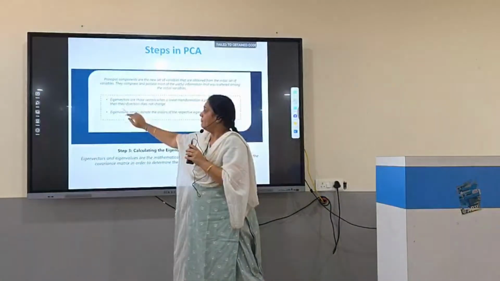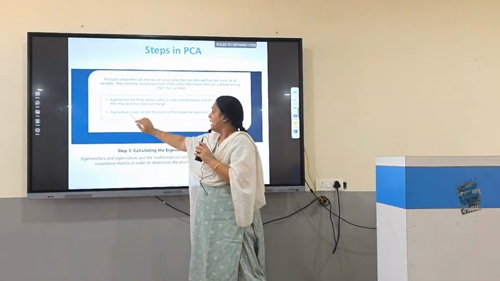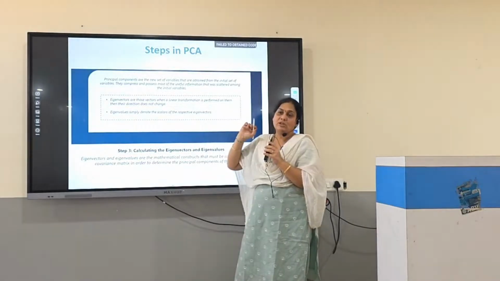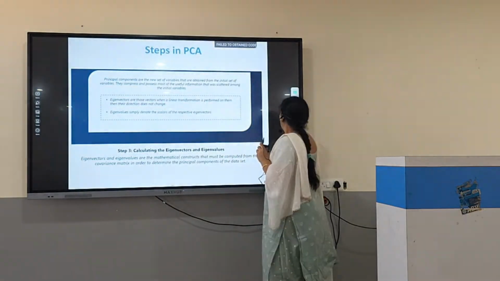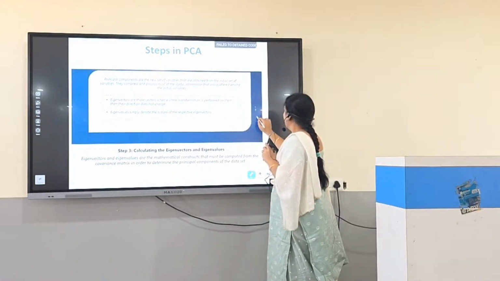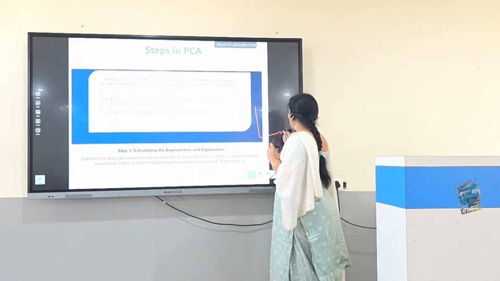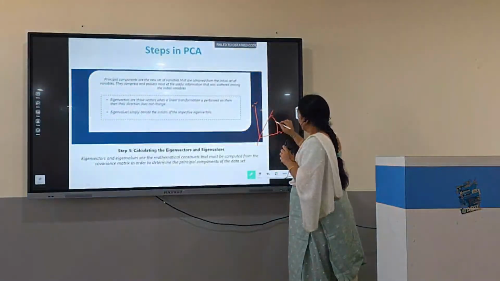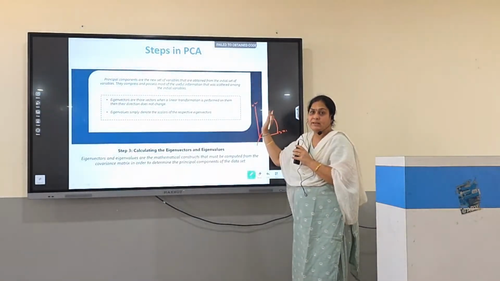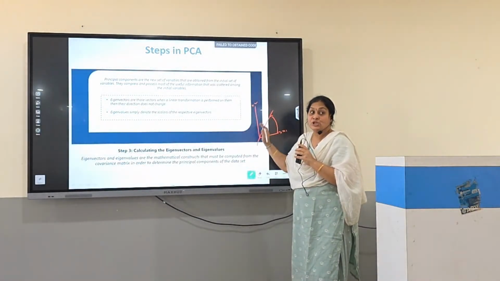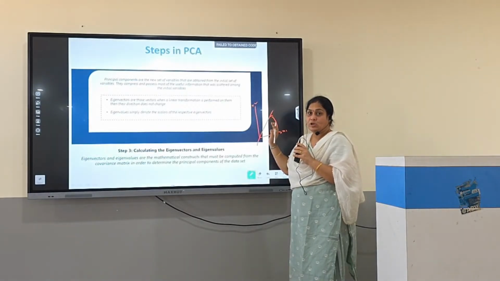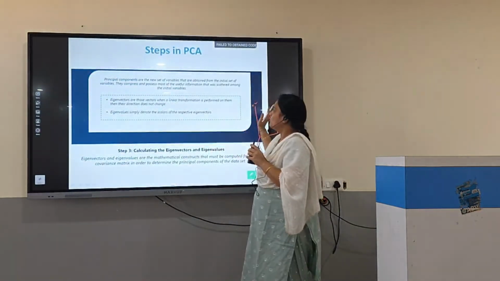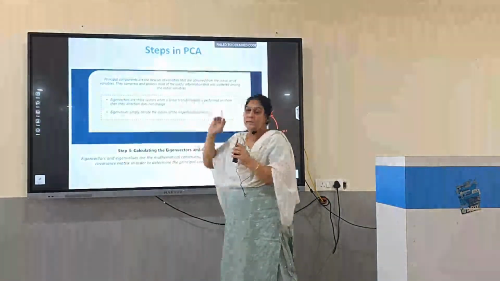So how are we finding them? Using your eigenvectors and eigenvalues. Eigenvectors are those vectors whose direction does not change when a linear transformation is performed on them. Okay? For example, that's what we have seen, right? When I am transforming my x1, the direction is not changed, right? It is only shifting the axis. The direction of the vector is not changed. Yes or no? So there is no change in the direction.